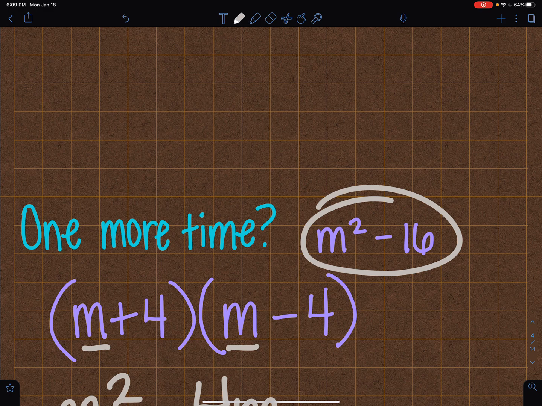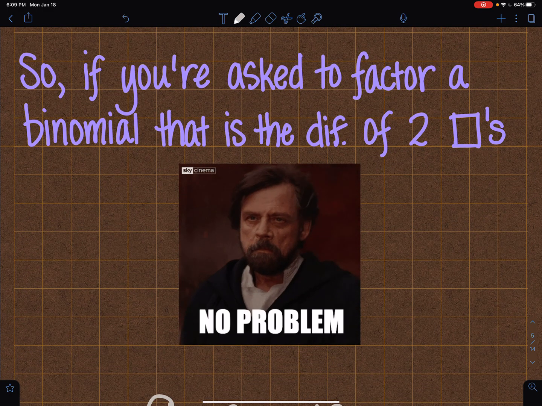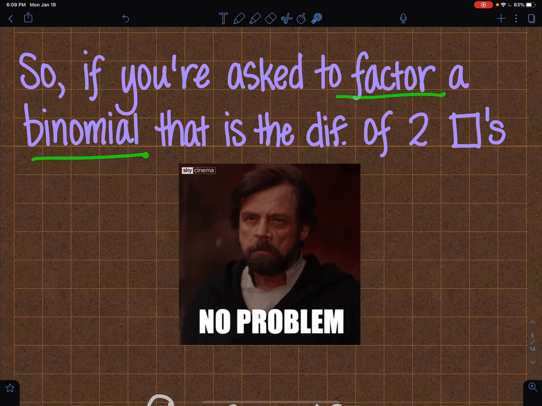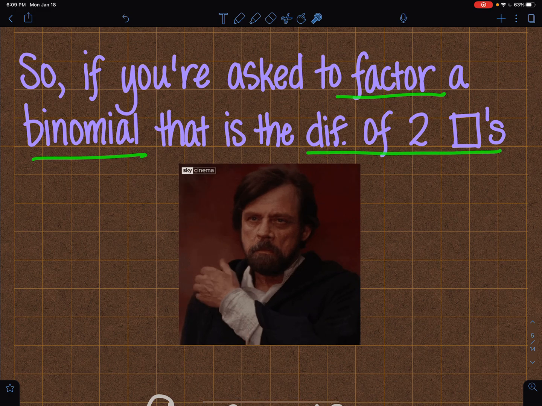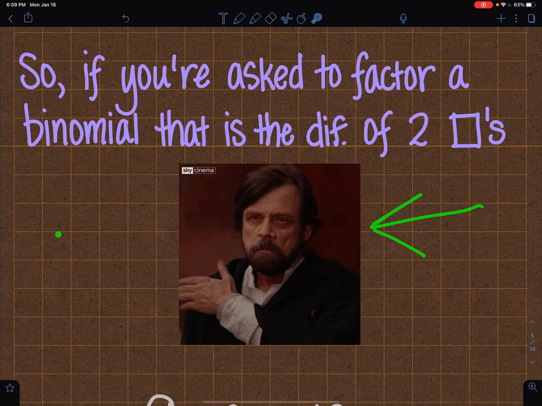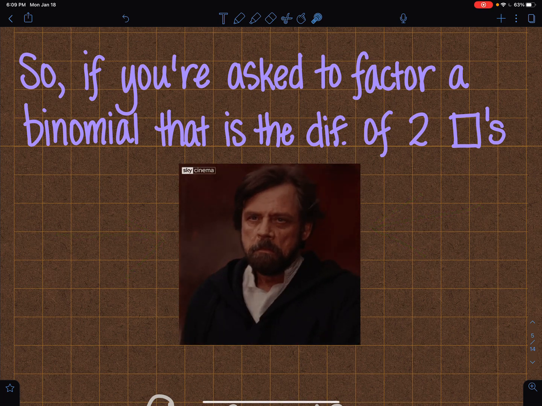Super fun. So basically, what's the bottom line? The bottom line is if we are asked to factor a binomial that is the difference of two squares, square minus square, we are going to look just like him. We're going to look just like Luke. We're going to be like, no problemo, we got this.